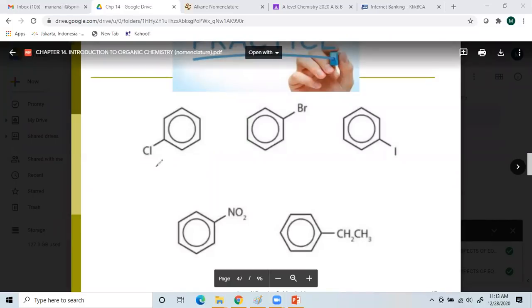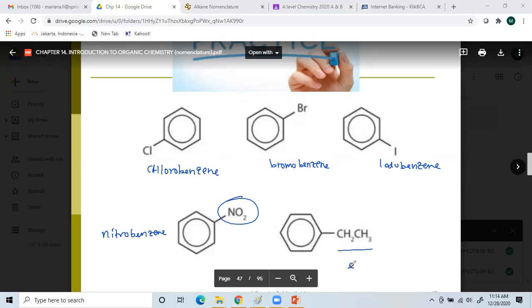This name is chlorobenzene. This is bromobenzene. And this is iodobenzene. And NO2 is nitro, so nitrobenzene. And this is ethylbenzene.